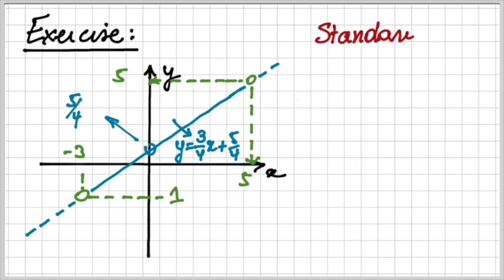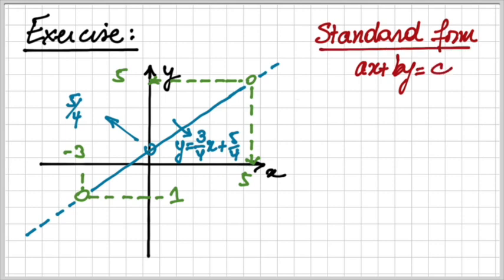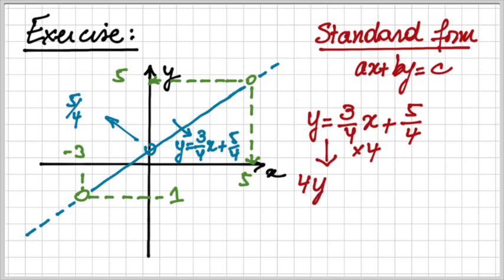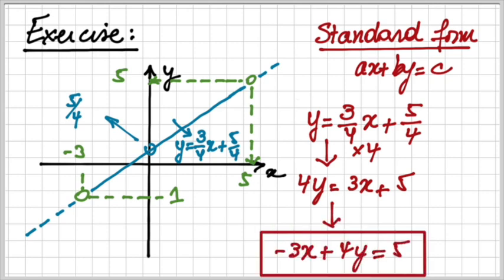The next thing is to transform to the standard form. So now we want to rewrite the equation in its standard form, AX plus BY is equal to C. So we have y is 3/4 x plus 5/4. We multiply both sides by 4, and we find 4y is 3x plus 5. We bring 3x to the left-hand side, so we find here that the equation is -3x plus 4y is equal to 5. And that's the end of this video.